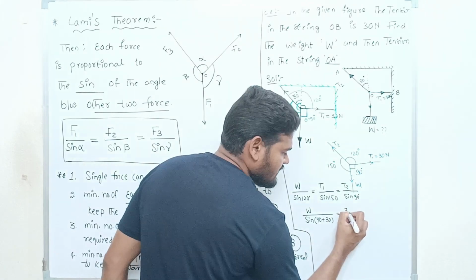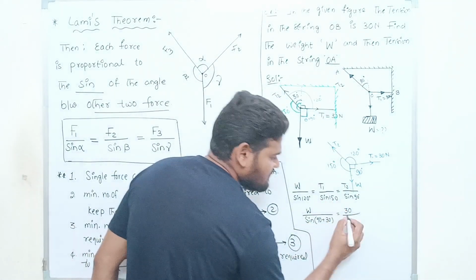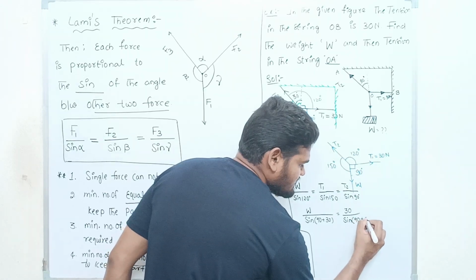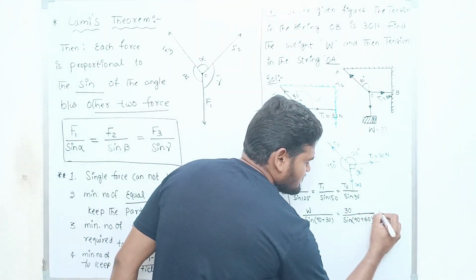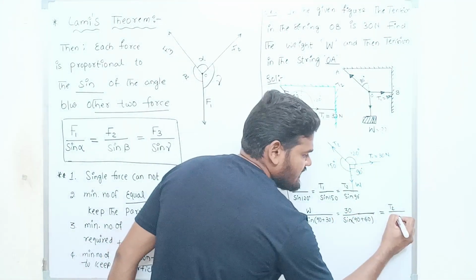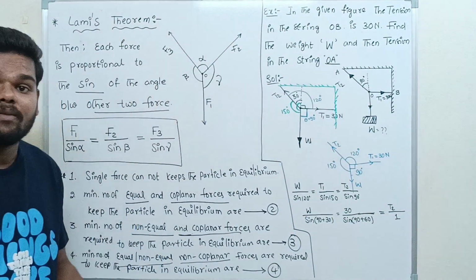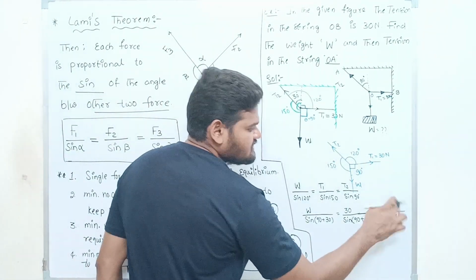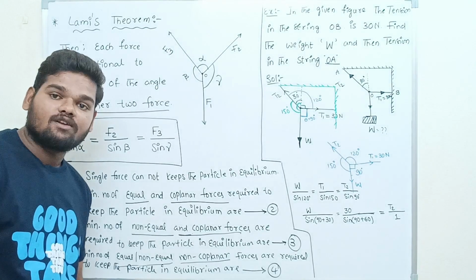T1 is equals to 30 newtons divided by sine 150. Sine 150 can be written as sine of 90 plus 60. That is equals to T2, which we have to find, divided by what is the value of sine 90? 1. Just equate these two equations. You will get the W and T2 values.